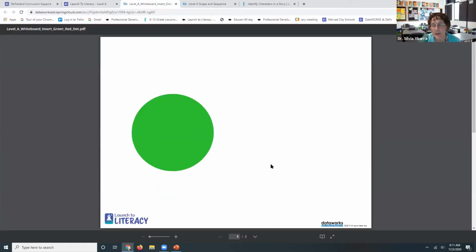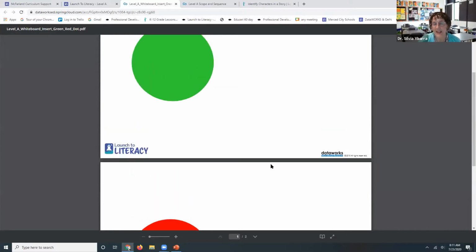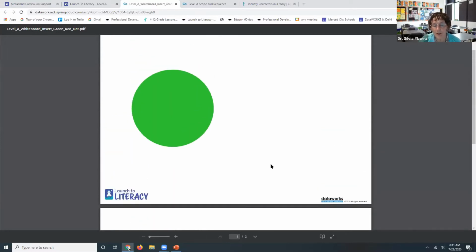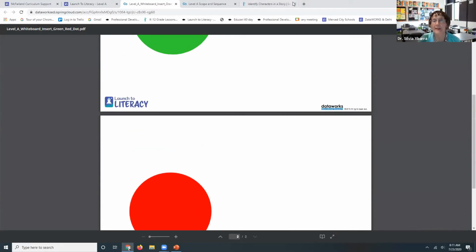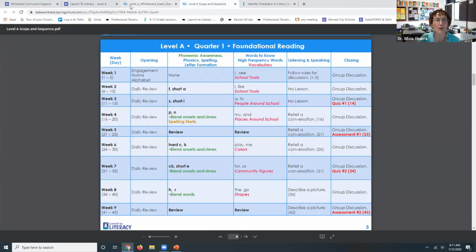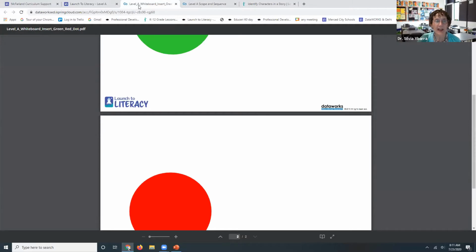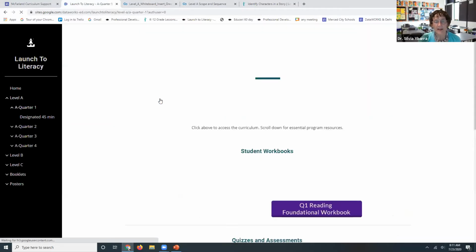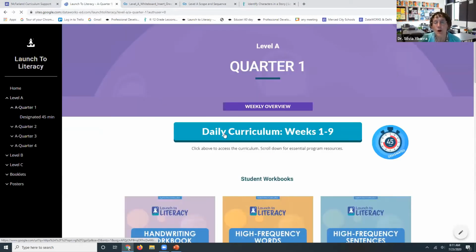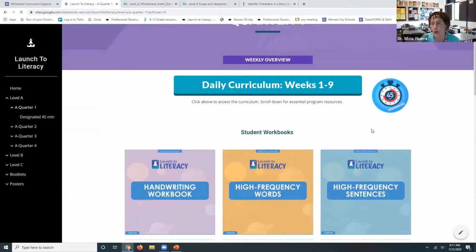For kindergarteners and first graders, since they do not know how to read, we just ask them to show us a green dot or to show us a red one. So that's the way we check for understanding. So those are the resources that you will have that is going to really help you as far as finding information in this program.